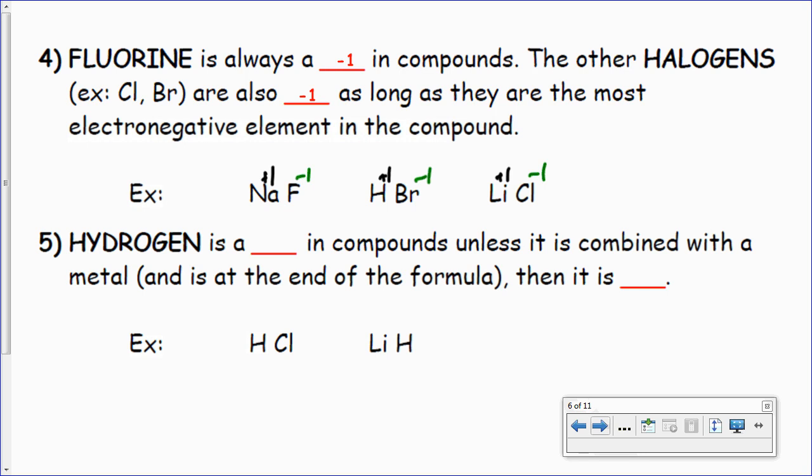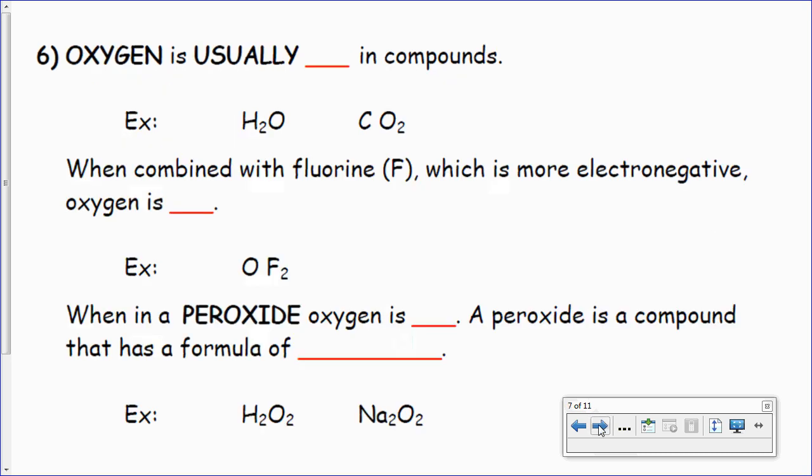Now, hydrogen is a +1 in compounds unless it's combined with another metal, and at the end of the formula, then it's a -1. So hydrogen's a little weird, and it's very rare that it comes up this way. But most of the time, hydrogen's +1, and it's playing the role of the metal, and the non-metal is the minus. But sometimes when hydrogen forms metal hydrides, it has to play the other role, and it becomes a -1. Lithium, being from group 1, always has a +1, so therefore hydrogen in this case had to be a -1. So that's the one exception to the rule sometimes.